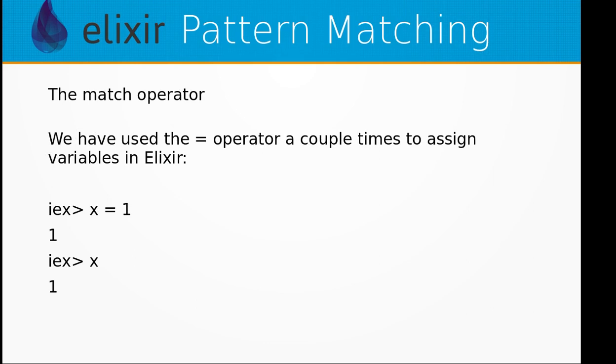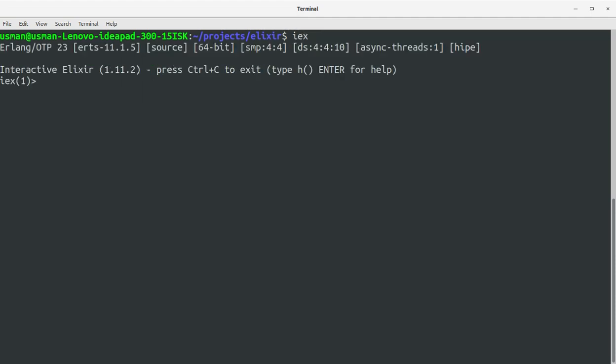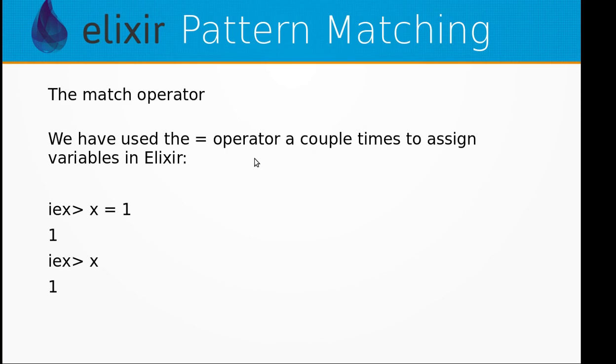Okay, let's look at the match operator. We have used the equal operator a couple of times to assign variables in Elixir. So first of all, let's get into the Elixir interactive mode, that is IEx, and here we are in the interactive Elixir mode. As we have seen in the previous video trainings of this series, we can assign values to variables using the equal operator. So x equal 1 is 1, and if I type in x, I get 1. That is the value stored in the variable x.